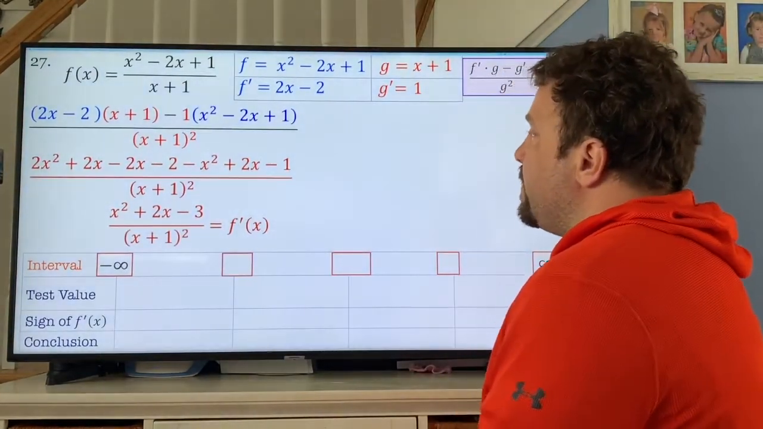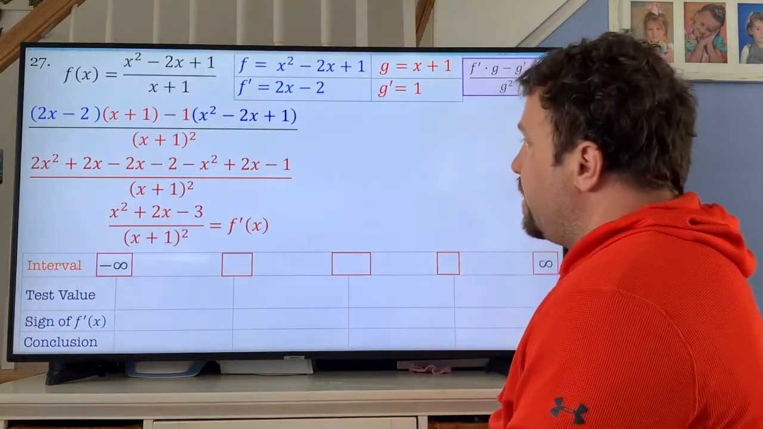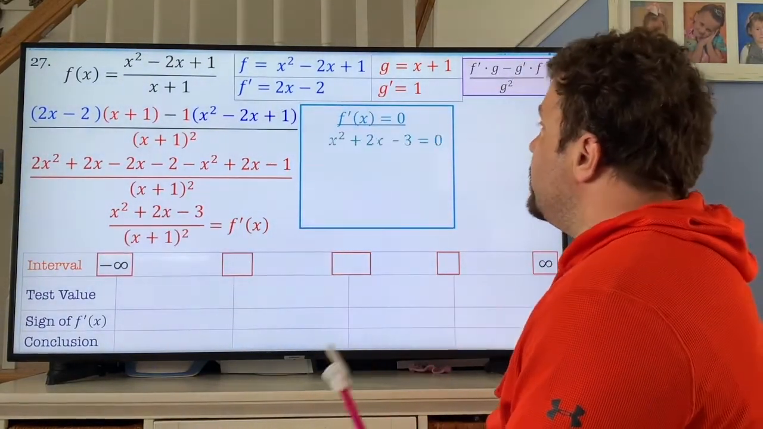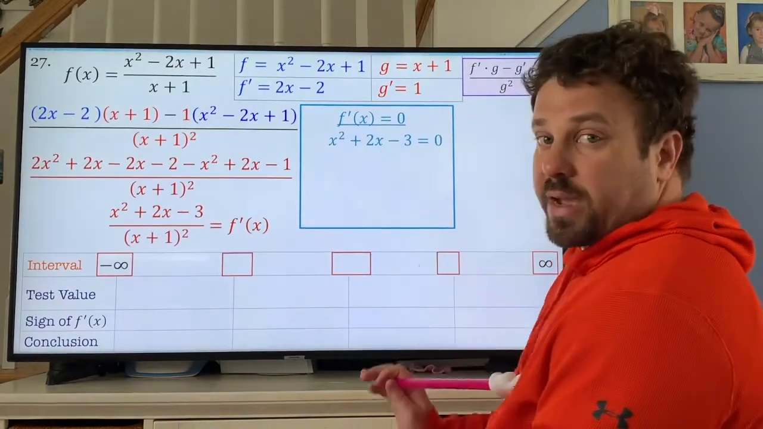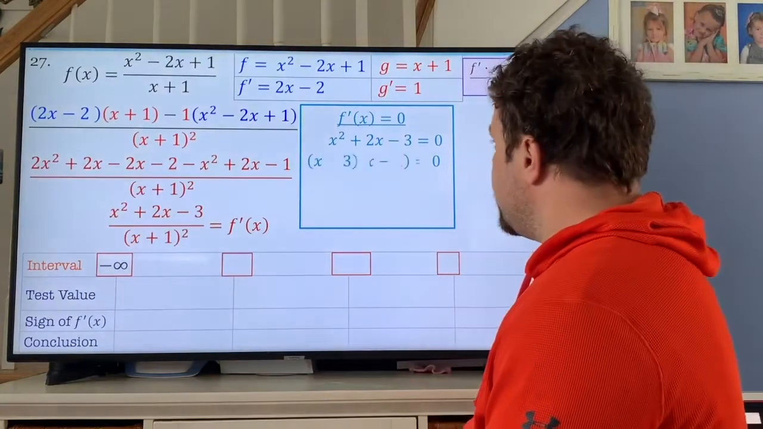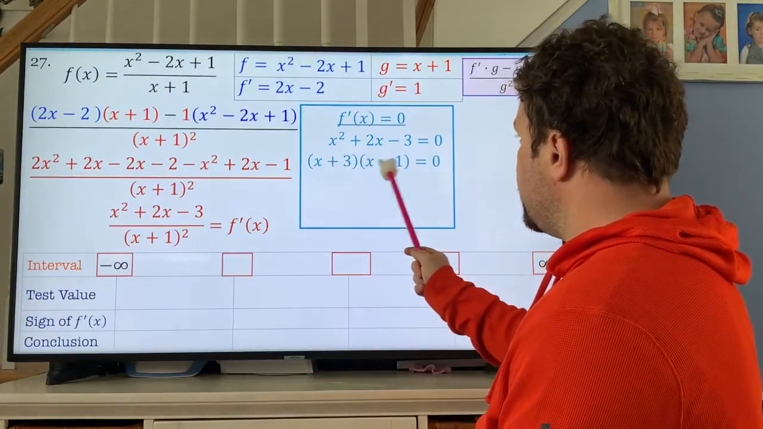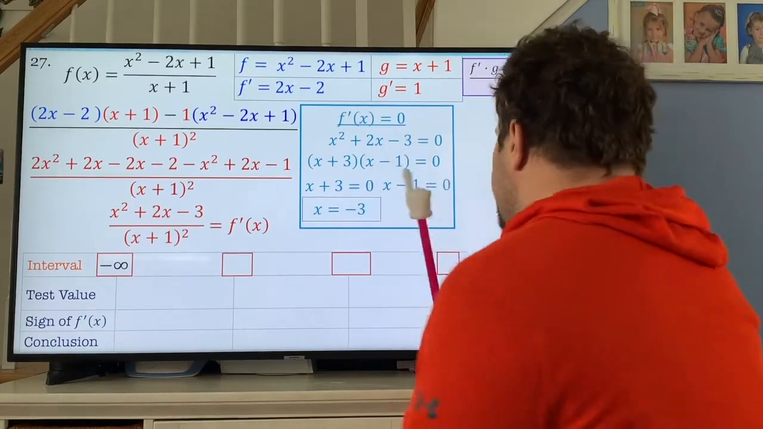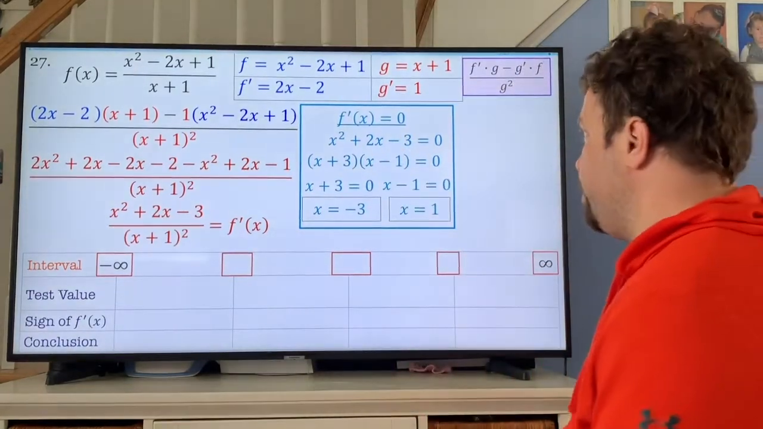So what we're going to do is finish this up very simply by setting the numerator and denominator both equal to 0. When the numerator equals 0, factor that. Factors of 3, negative 3 that add up to 2: 3 and negative 1. x plus 3, x minus 1. x plus 3 equals 0, x is negative 3. x minus 1 equals 0 and x is 1.